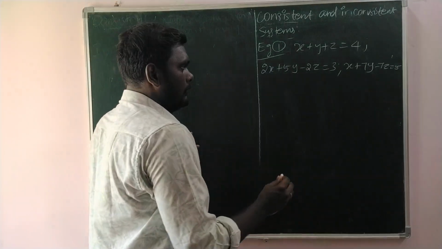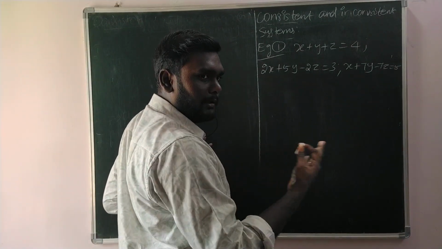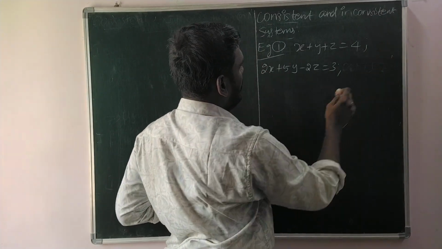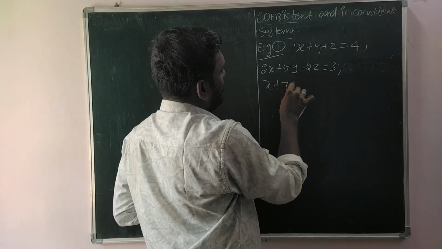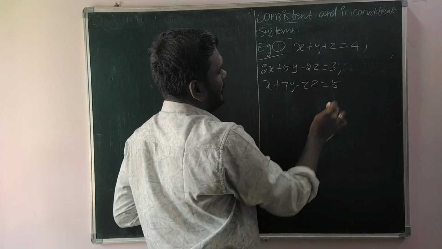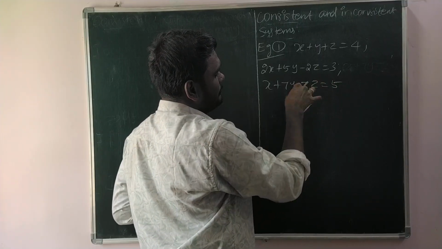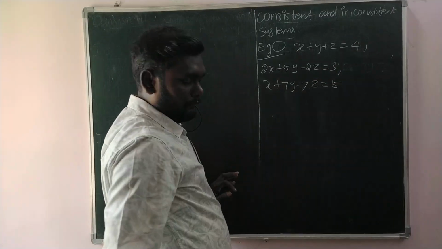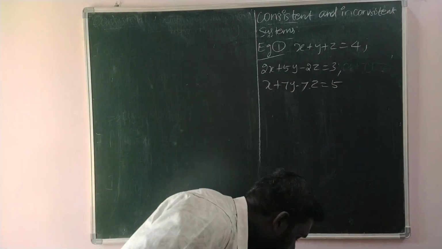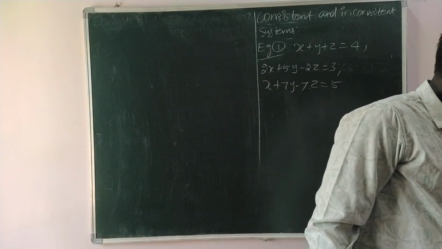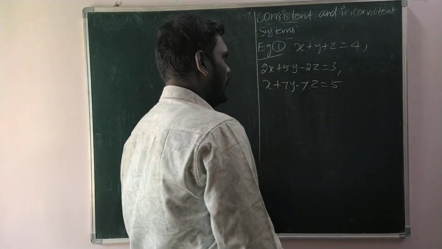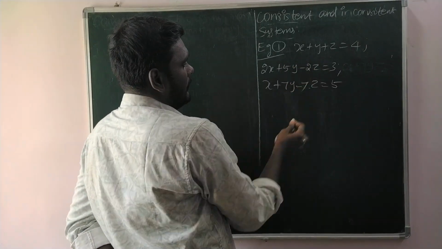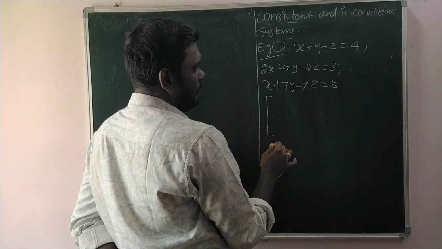Now, the question will be given in a horizontal manner, with the equations side by side. The first thing we should do is write them in a vertical manner, one below another, and we will write them in the form AX is equal to D.